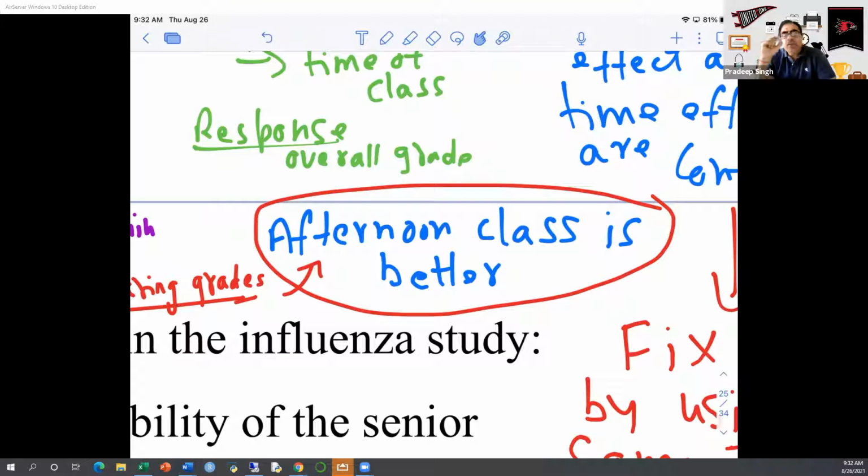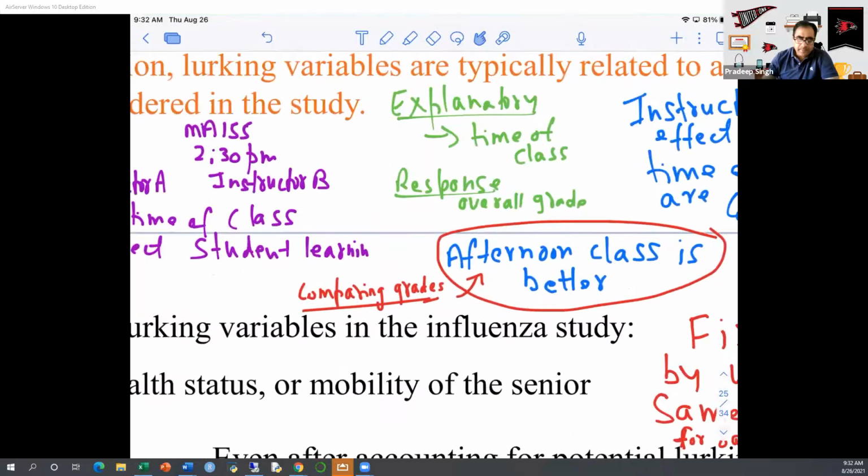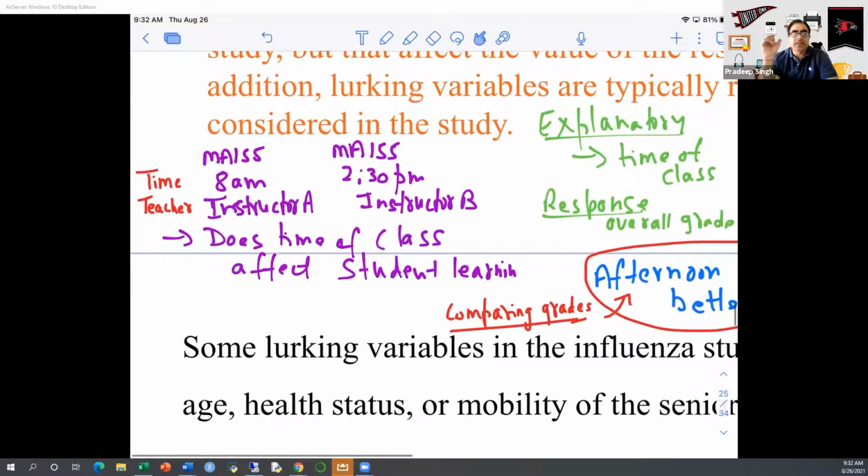Now the question comes that when we make this claim, look at what is happening here. We are saying that afternoon is better. But did afternoon students do better because the class was in the afternoon, or because instructor B was better? Because both the sections have different instructors: instructor A for the 8 a.m. class, and instructor B for the afternoon class.